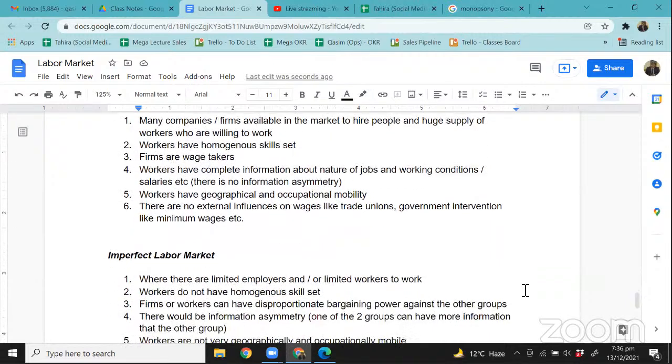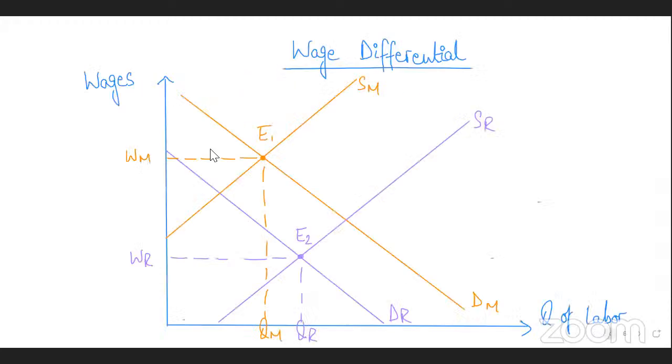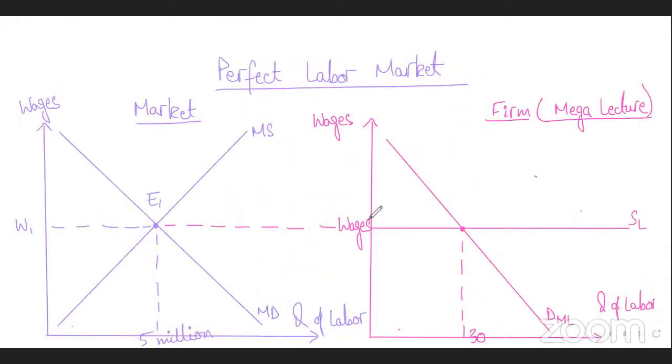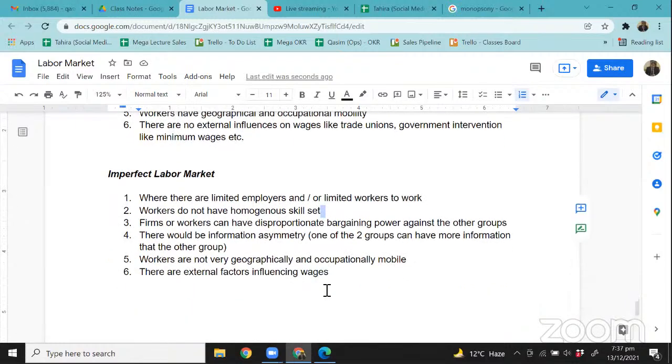So in imperfect labor markets, there are limited employers or limited number of workers. So there is not infinite supply, right? So that is what we discussed, that the supply of workers in the case of perfect labor market was infinite, the question that you asked me, right? So the supply curve looked like a straight horizontal line, right? Now, this is not the case in imperfect labor market, right?